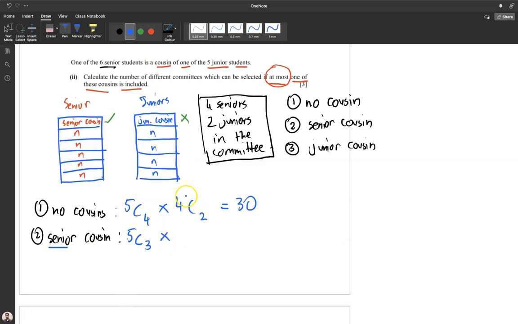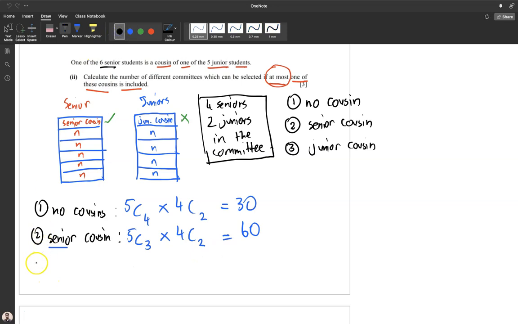What about the juniors? It's still the same. Out of the 4 left, I still need to choose 2. Why 4 and not 5? Because I cannot have another cousin. I already chose the senior cousin. And this should be 16.